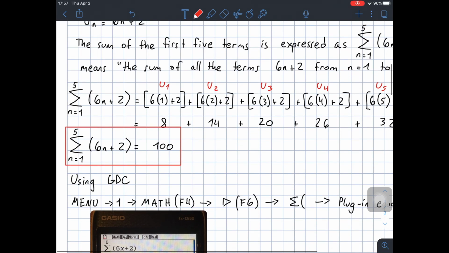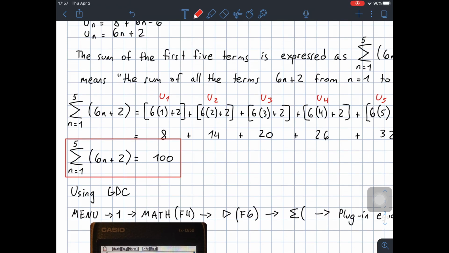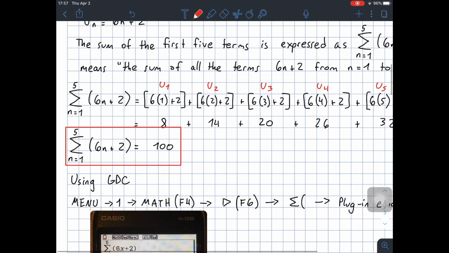So this equation over here equals 100. The sum of the first 5 terms of 6n plus 2 equals 100. That's how we interpret this symbology we have over here, which is basically adding all of the terms, right? So how do we do this using our calculators?